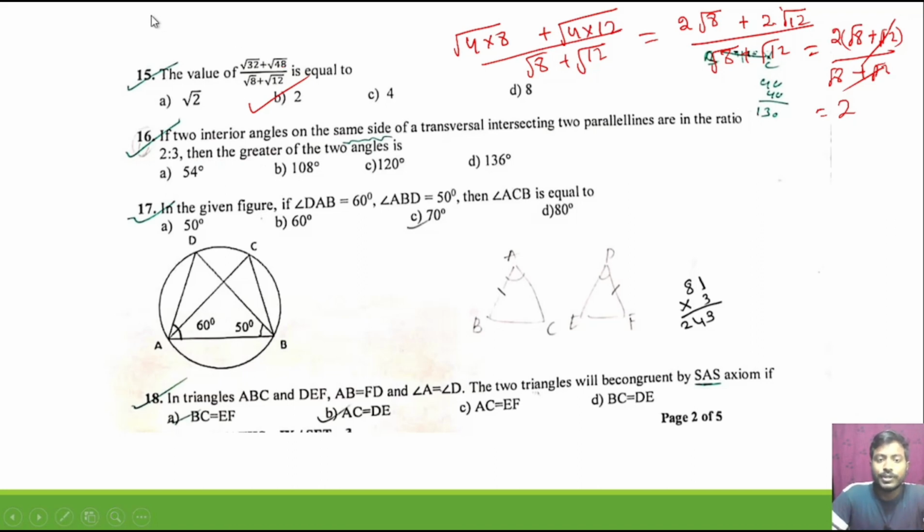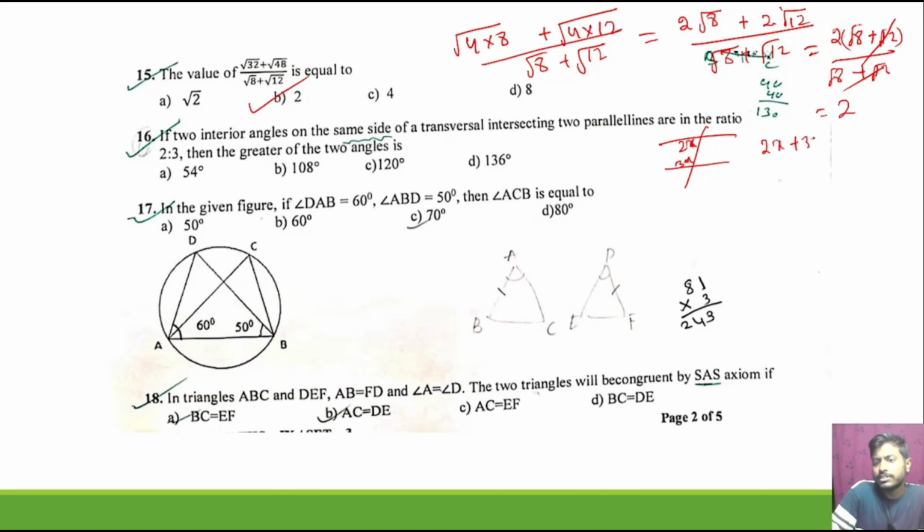Okay. Two interior angles on the same side of a transversal intersecting two parallel lines. The ratio of the two is 2 to 3. So this is 2x, that is 3x. Now the greater angle is, so we know that the sum of the two interior angles equal to 180 degrees by supplements.